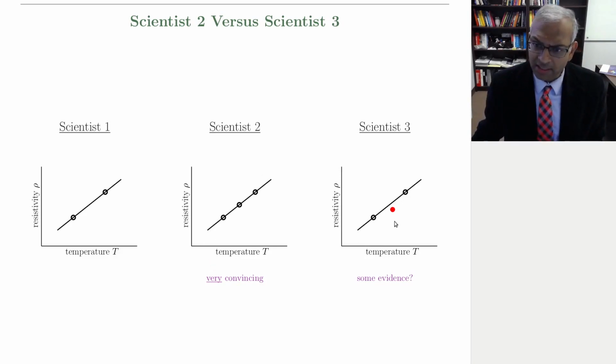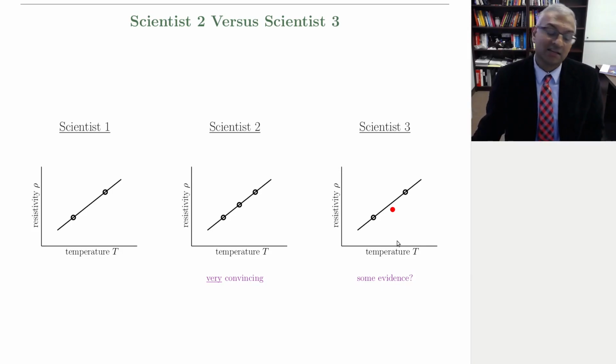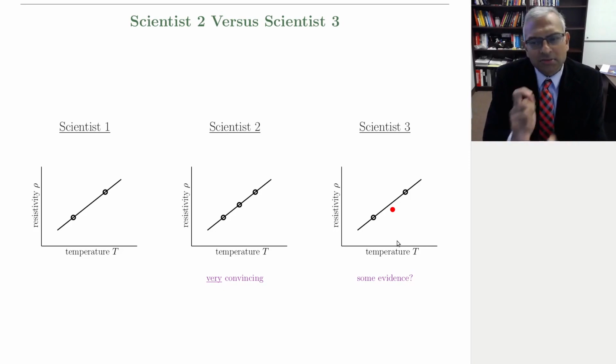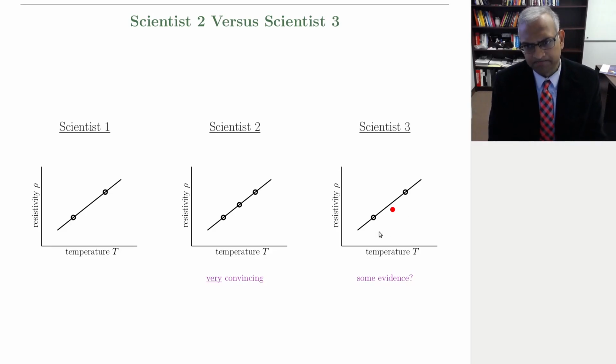Scientist 3, on the other hand, you might say, is what we call a falsifier. Scientist 3 has falsified the hypothesis under the assumption that the data is exact. And we all know that when you do these physics experiments, there's measurement error and so on and so forth. So if we allow scientist 3 a little bit of slack, because there could be some errors in measurement, well then scientist 3 has provided some evidence. Some evidence, because we know that measurements cannot be exact.